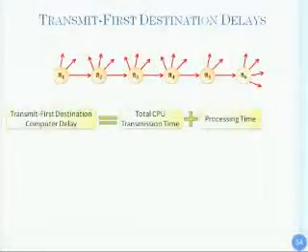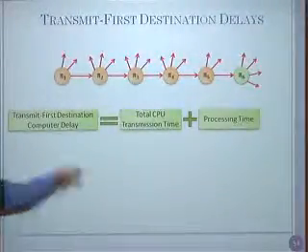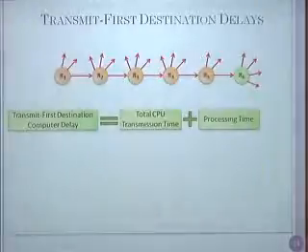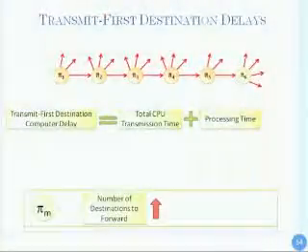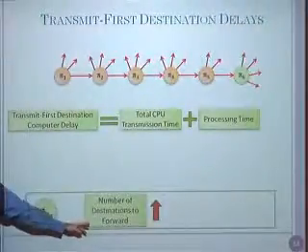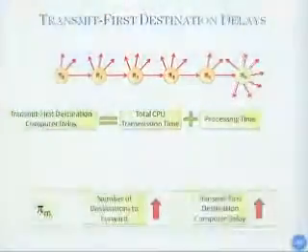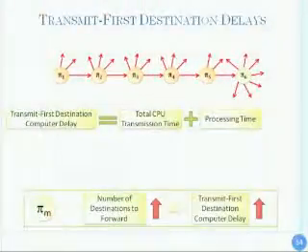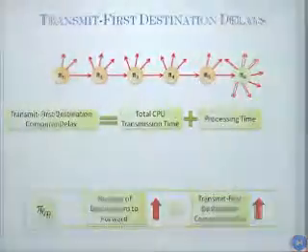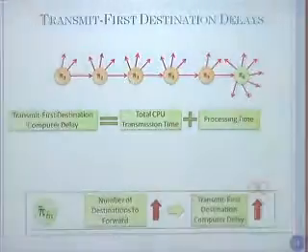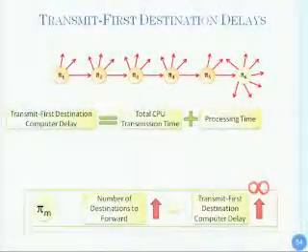Okay. So basically, I've simplified the equation. I said, look, the transmit first destination computer delay is equal to the total CPU transmission time it has to do plus the processing time. Okay? Now let's see what happens to the last computer on the path to the destination as the number of computers to which it forwards increases. As the number of computers to which it forwards increases, so does the total CPU transmission time, and therefore so does the transmit first destination delay. Now if this number of destinations grows really high, the delay can become very high, as big as you want, depending on the number of users in the scenario.